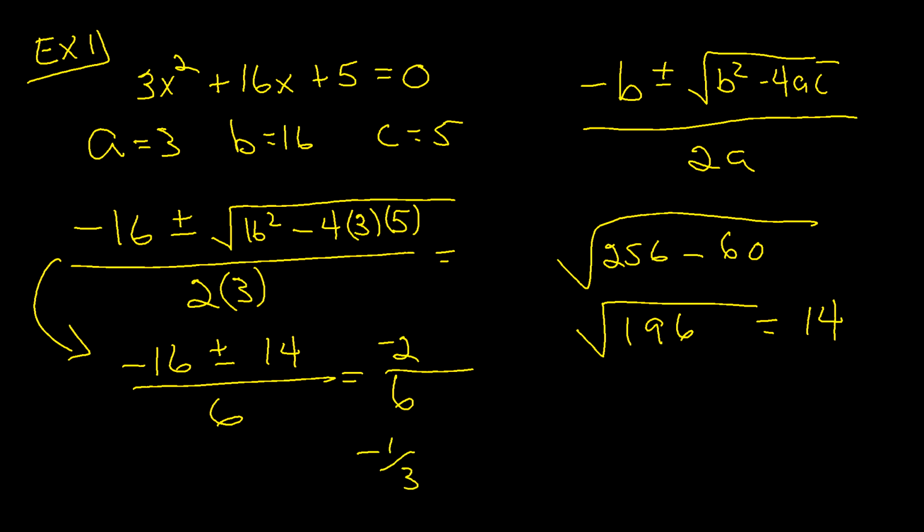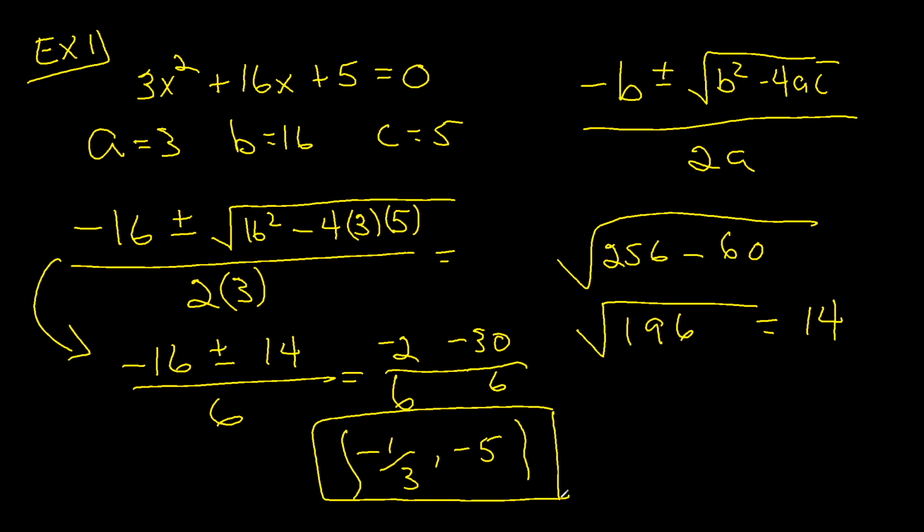So that's one answer. And the next answer is going to be negative 16 minus 14, which is negative 30, and that'll be over 6. That'll get me negative 5. So here's our solution set right there: negative 1 over 3, comma, negative 5. Pretty nice way of doing it. All right, so that's how this works. You know, then you've got negative numbers to deal with.